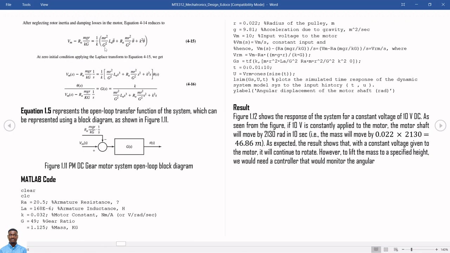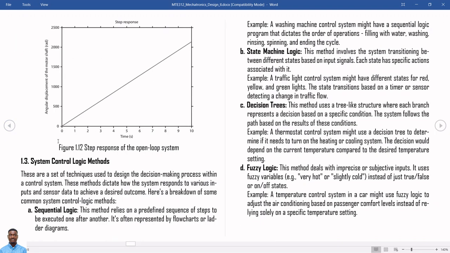So the next topic we'll be looking at is your system control logic methods. A system control logic method is just a method by which a control system makes decisions based on its inputs. These are a set of techniques used to design the decision-making process within a control system. When you have a control system, how would that control system make decisions? They make decisions based on the control logic method technique that has been designed in them. There are several of them, which I'm going to be discussing as we go on.